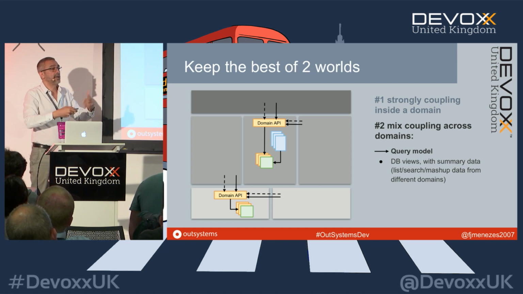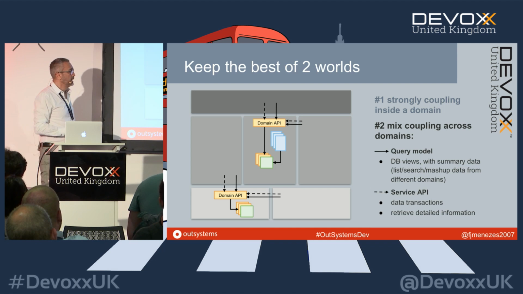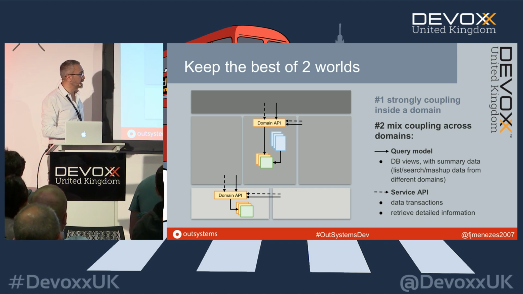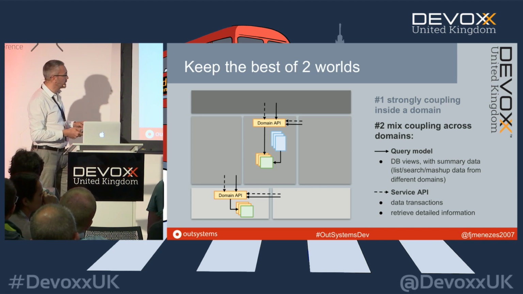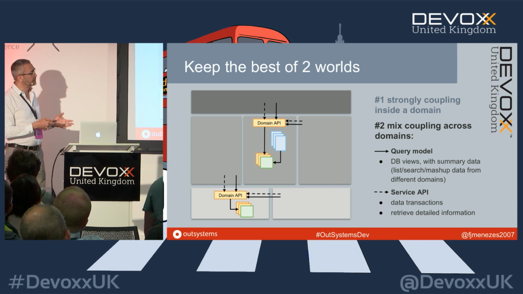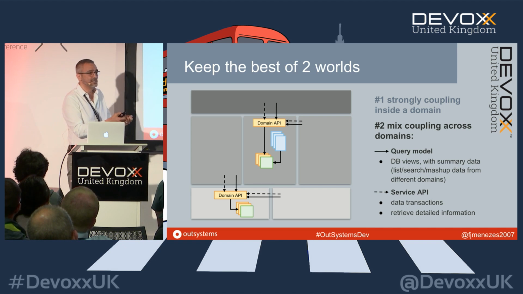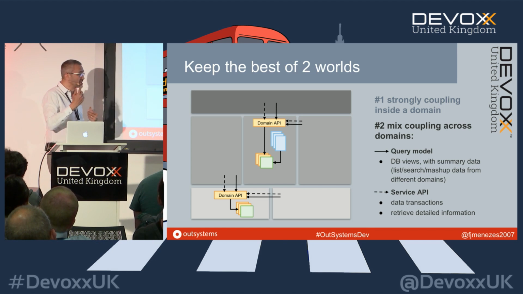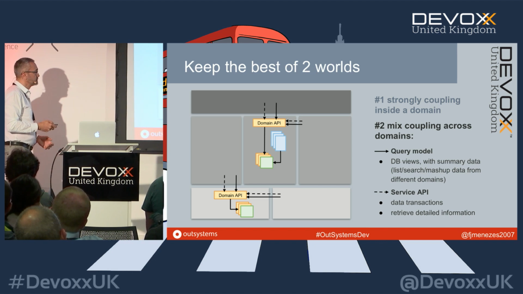I can do it, and later on, when I need details, then I use the Service API. Service API will be used for providing data transactions and retrieve detailed information. This type of approach, in my experience, has proven to be very efficient because you build applications with a nice UX. You're not dependent on constant calls amongst different domains, different servers, and so on and so forth.